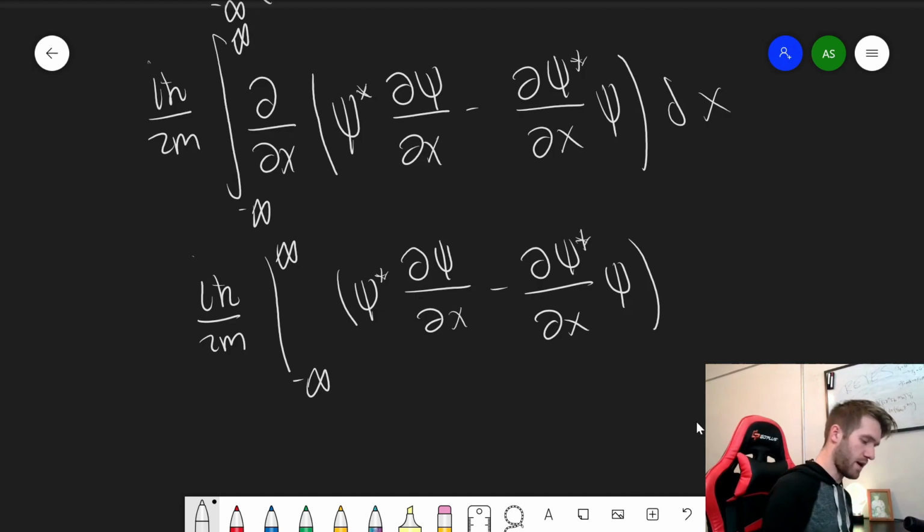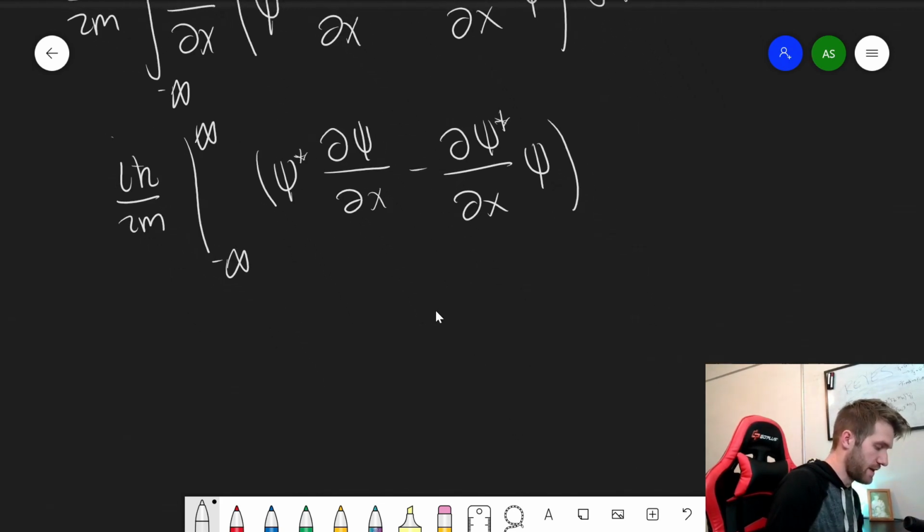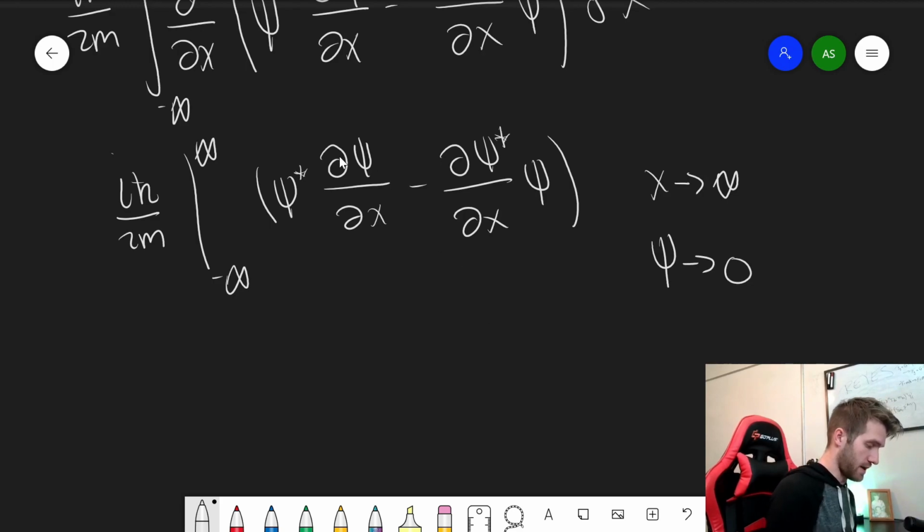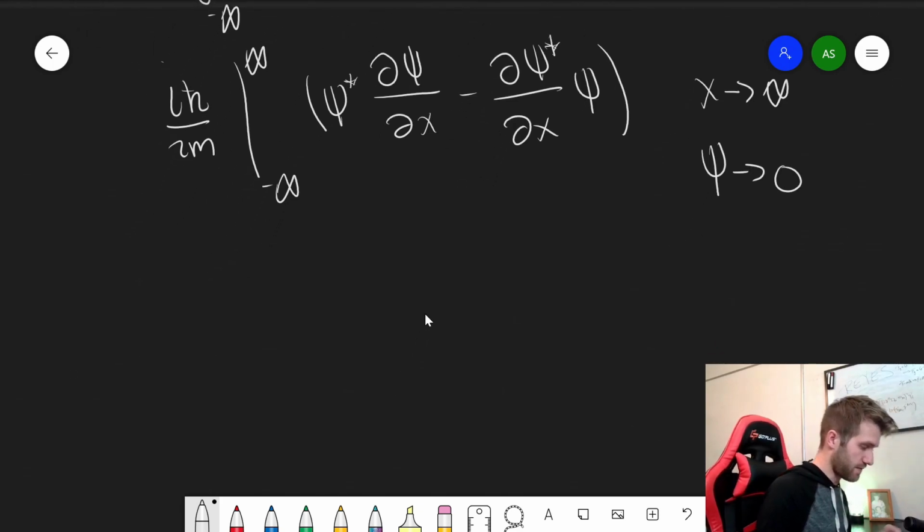Alright, and what we can see here is if we were to apply these limits, this basically brings up our enforced condition for a physically realizable state for the wave function. So what you'll see here is as x tends toward infinity, psi must tend towards 0. And what we end up with is all of this tending towards 0 when we substitute our limits in, and that just gives us 0.